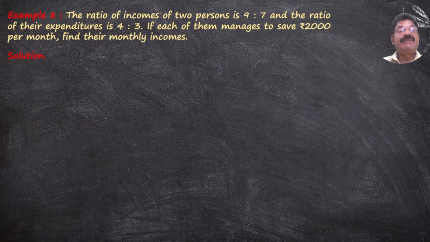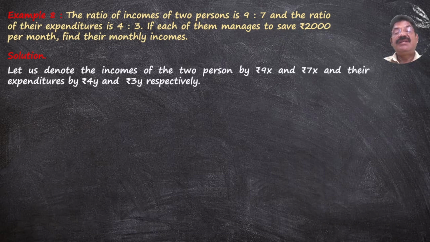Now let us see an example. Example 8. The ratio of incomes of two persons is 9:7 and the ratio of their expenditures is 4:3. If each of them manages to save rupees 2000 per month, find their monthly incomes. So read this problem carefully. We are given only the ratios.